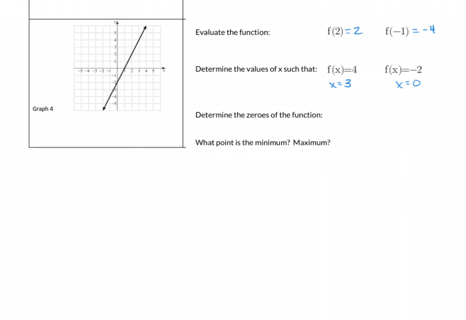Determine the zeros. Remember that means our y-coordinate is 0. So we are looking for x-intercepts. So where does it cross our x-axis? Crosses right here. And at this point, we have our x-coordinate is x equals 1.